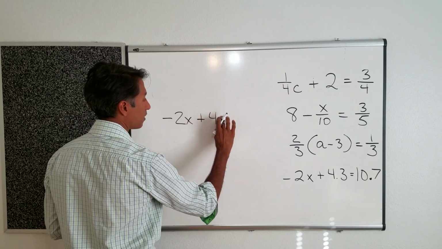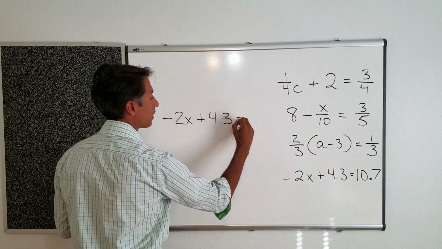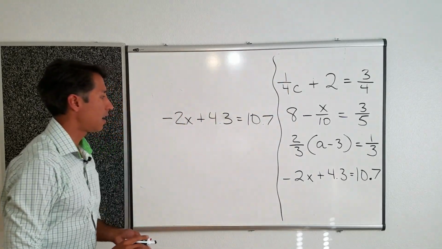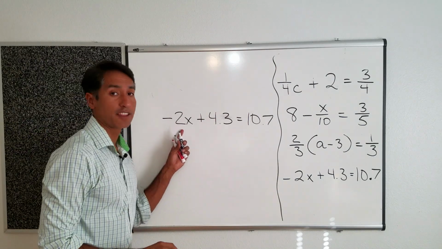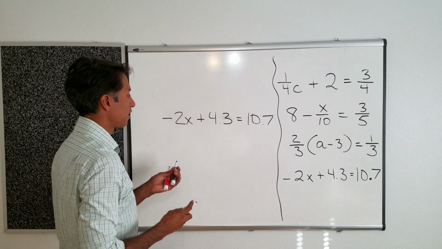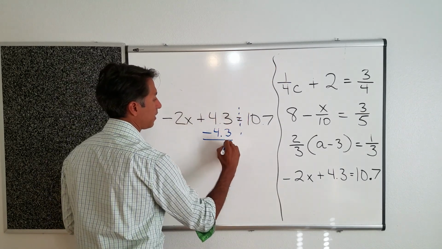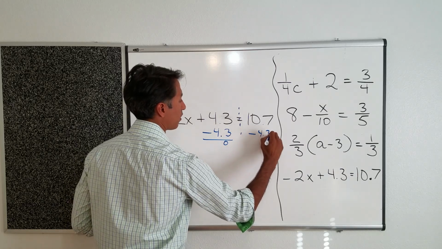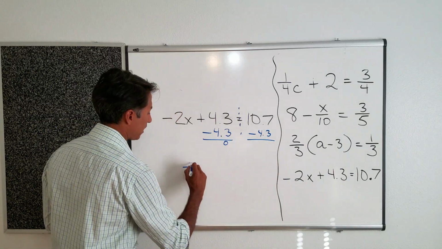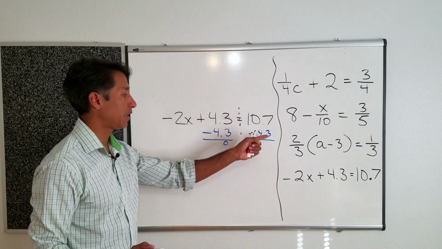Oops, let me erase that. Well, that's bad. Okay, that's not too bad. 10.7. Okay, let's see here. I have to isolate the variable, right? This is my barrier, minus 4.3, minus 4.3. So negative 2x is left all alone. And on this side, I have 10.7 minus 4.3.